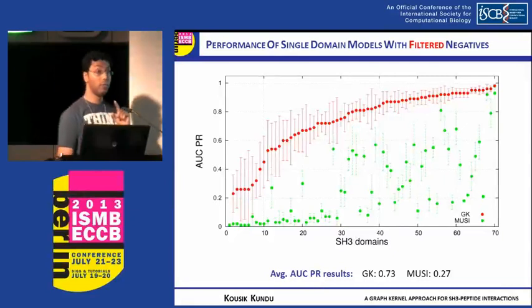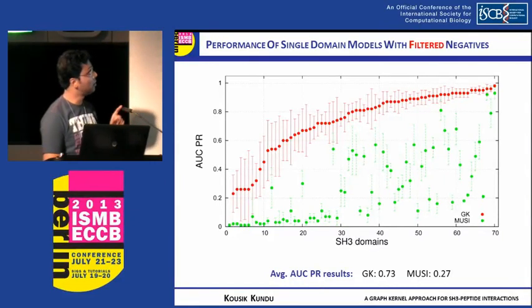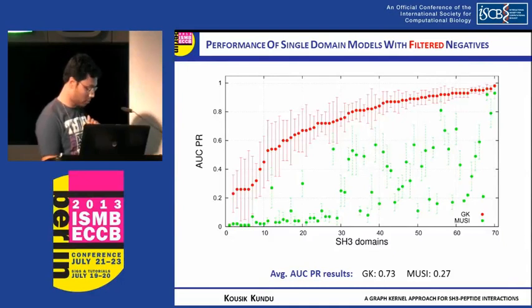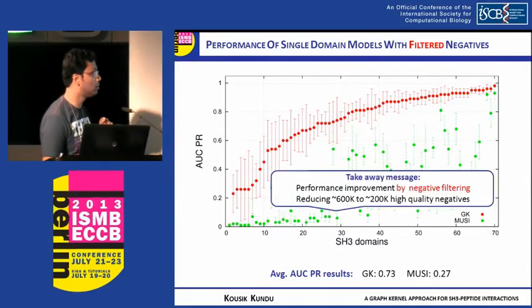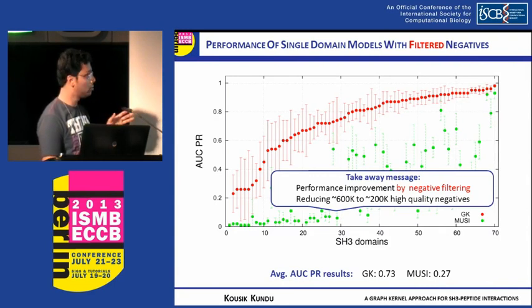Now, when we use the filtered negatives, the performance jumped, and we got a very convincing AUC and PR curve. So the takeaway message is that the performance improved by the negative filtering, and we reduced the negatives from around 600,000 to 200,000 high confidence negatives.